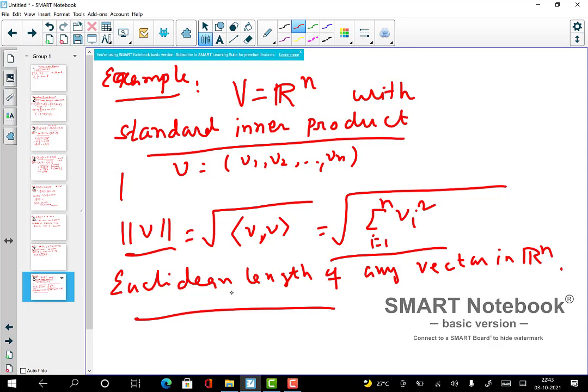Otherwise, whenever you don't have the idea of the standard inner product, for example in some vector spaces where you don't have the idea of Euclidean length, you can still define this norm, which will be the generalization of this length.